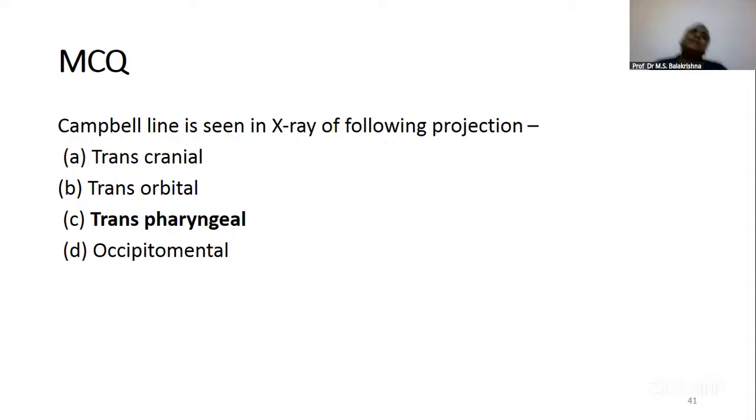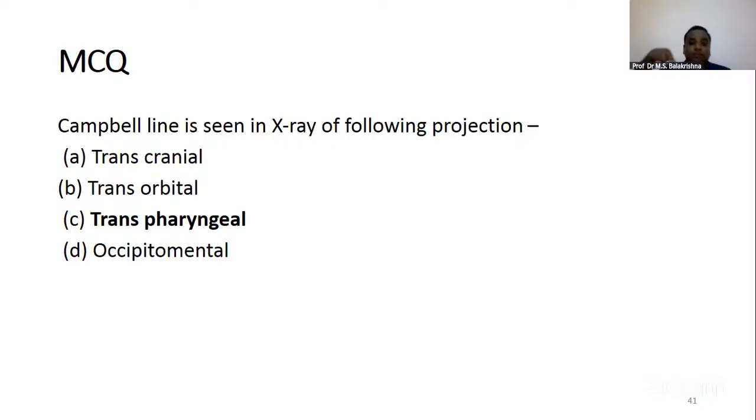So Campbell's line generally, when your condyle has fractured and it is in the glenoid fossa, that time you try to take an X-ray and you get this Campbell's line. So the best view is transpharyngeal view, where you can see Campbell's line very clearly. So this is basically a radiology question also.